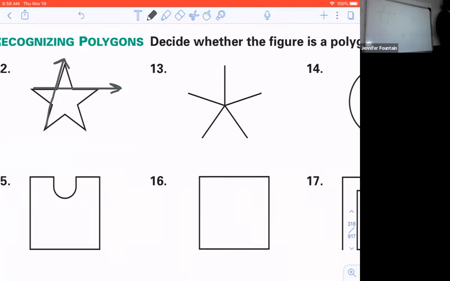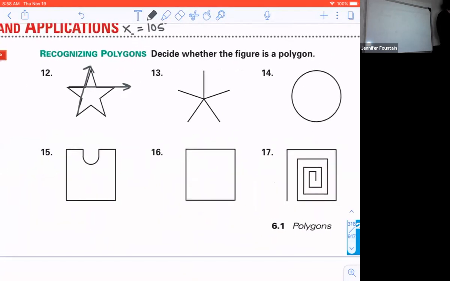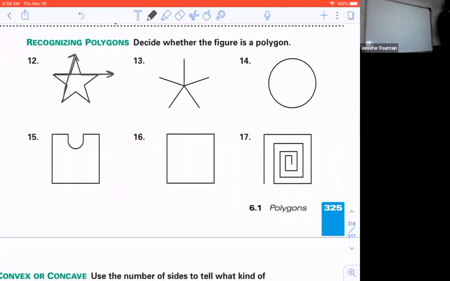For 13, is it a polygon? No. Does it have interior angles? No, so we don't have sides joining. We have them all intersecting. 14. No. 15. 16. Yes. 17. So the only ones are 12 and 16. 12 is concave. What is 16? Convex or concave? Convex, good, because all of my sides extend outside the figure.